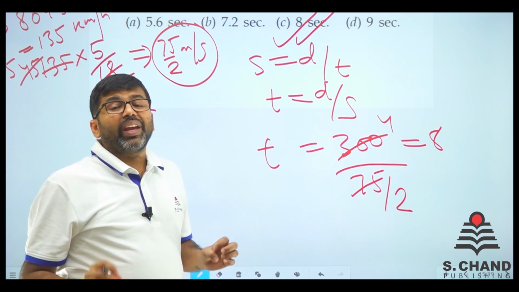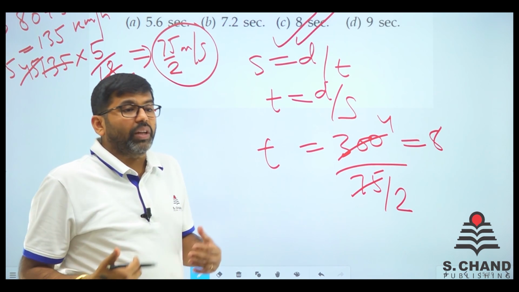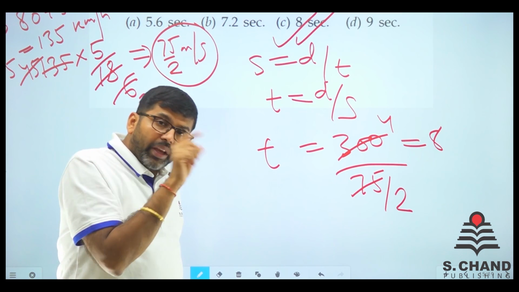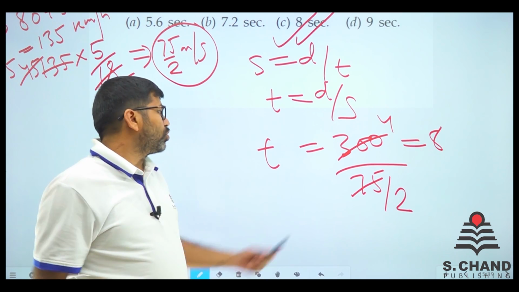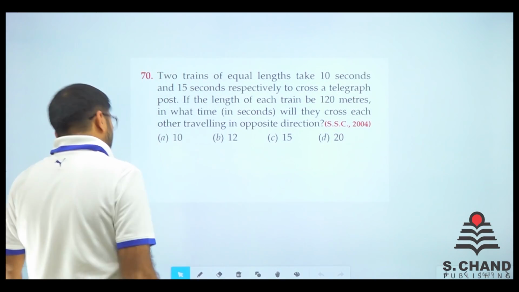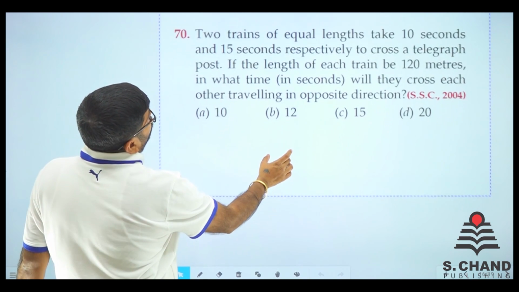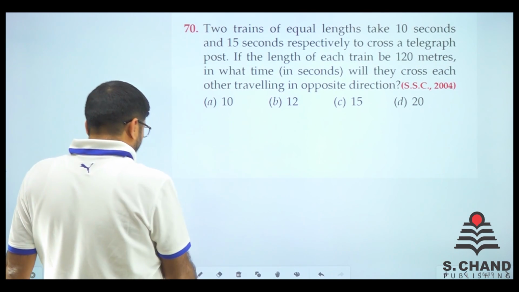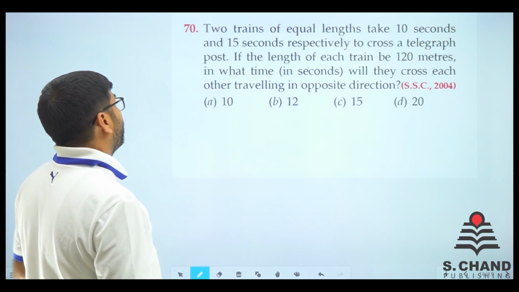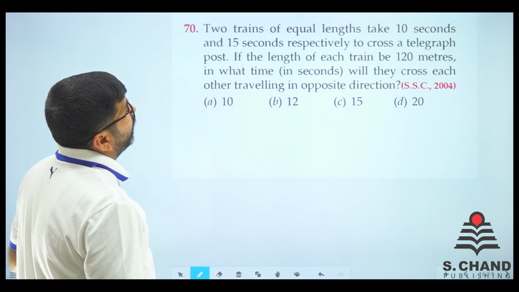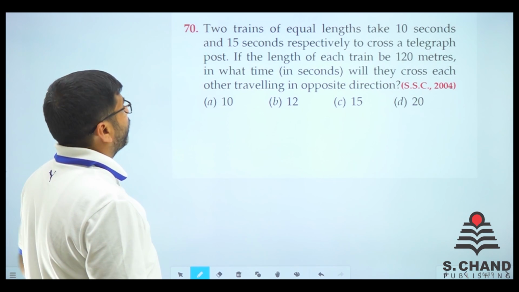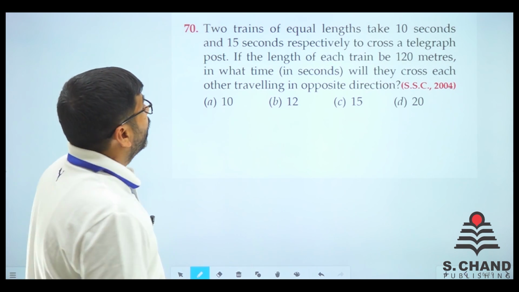इसी तरीके से एक एक चीज को मैंने समझा के एप्लीकेशन किया, एप्लीकेशन करने के बाद एक इक्वेशन फॉर्म हुआ, इक्वेशन को सॉल्व किया and got the answer. Here we go, SSC 2004 question. Two trains of equal lengths take 10 seconds and 15 seconds respectively to cross a telegraph post. If the length of each train be 120 meters, in what time in seconds will they cross each other traveling in the opposite direction?